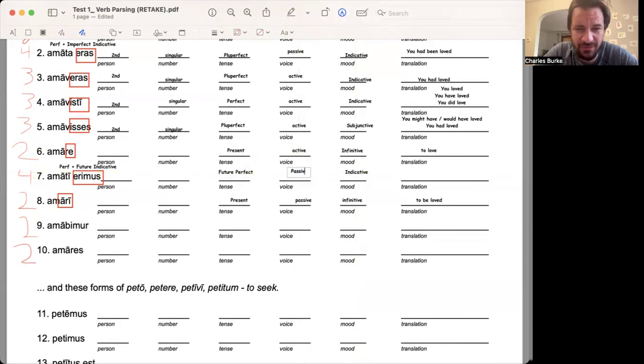You should expect it to be passive. With the only exception being that mus as an ending tells me that it's first person plural. Sorry, I forgot to mention: infinitives don't have person or number. That's why I didn't fill those out. Sorry, mus as an ending now, back to that, first person plural. All right. First person plural, we will say "we." Future "will," perfect "have," passive "been," loved. "We will have been loved." All right.